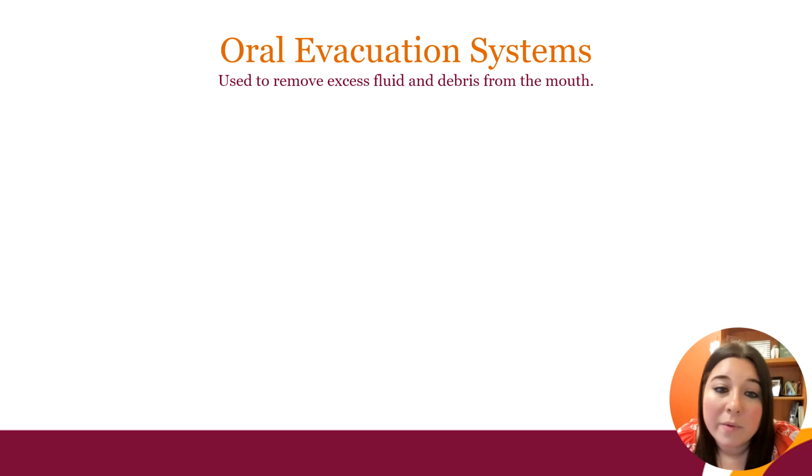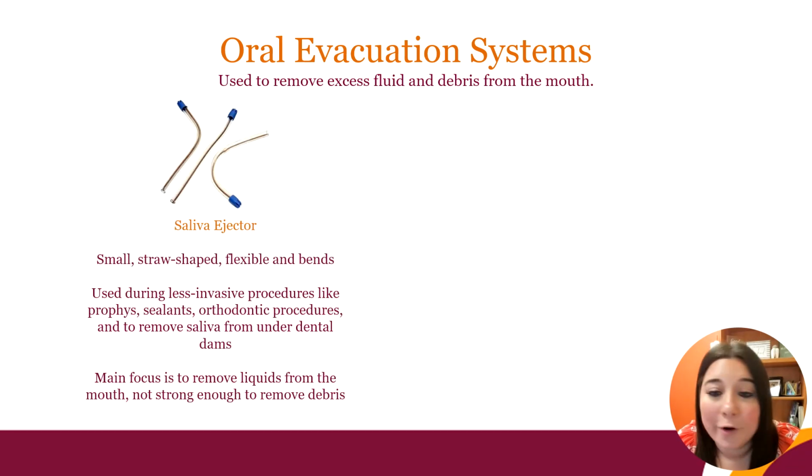So oral evacuation systems are used to remove excess fluid and debris from the mouth. I'm sure we're all familiar with these, just a quick overview. So saliva ejectors, some people call them Mr. Thirsty. They are small, straw-shaped, flexible, and they also bend a little bit. So they can be used during less invasive procedures like prophy, sealants, ortho procedures, and to remove saliva from under dental dams. They're also good for rinses in the mouth.